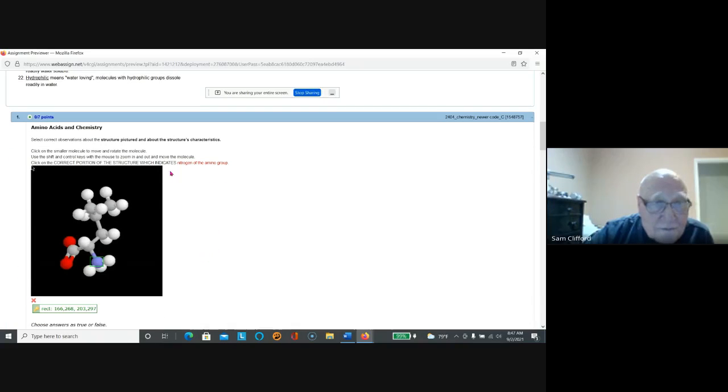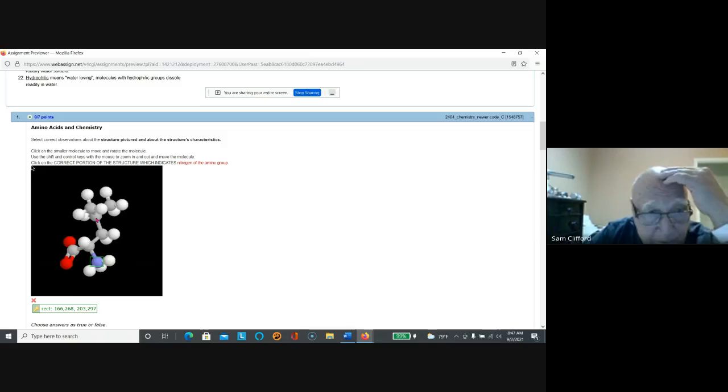So this question asks to click on the nitrogen of the amino group. So this is an amino acid. It has an amino group. This is an N with 3 hydrogens. This is a carboxyl group, C double bond OH. Amino acids then have variation in what's attached to the central carbon right here. So this is hydrogen, this is carbon.